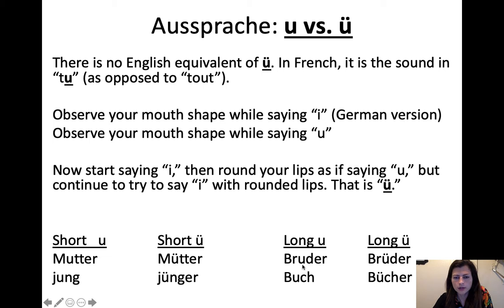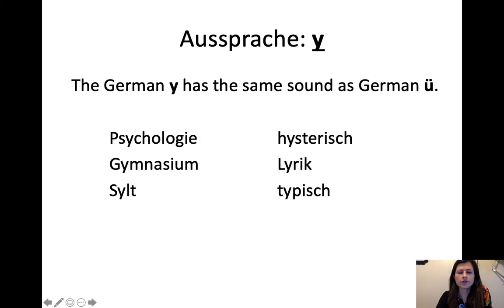Bruder, Brüder, Buch, Bücher. Okay, so the Y actually has the same sound as the Ü.